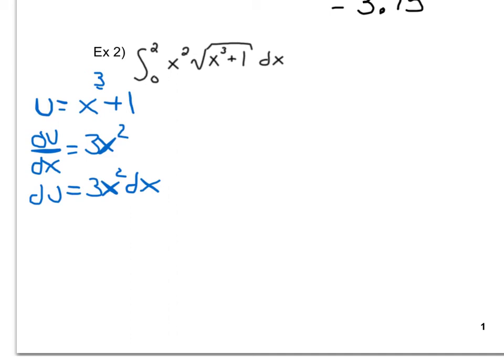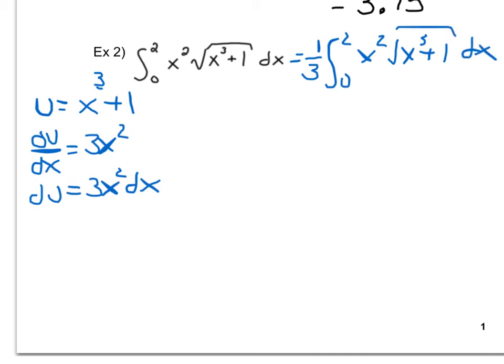So I'm going to do that and say this is the same as 1/3 times the integral from 0 to 2 of x squared square root x cubed plus 1 dx. Oh, and then I forgot to write the 3. I do apologize. I did put the 1/3 out front, but I did not put the 3 inside. Now that I have the 3x squared and the dx, I can substitute du in. I can also put a u in under my radical here. I do, however, still need to change my limits.